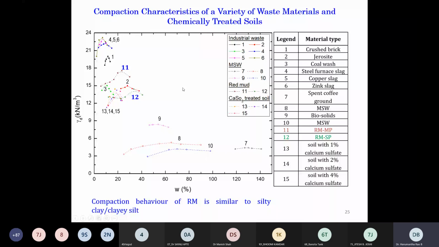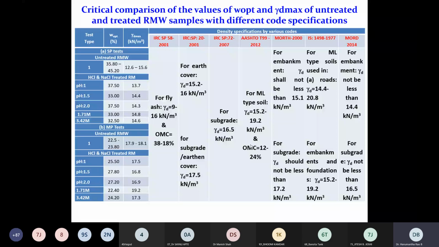So this is a typical comparison to assess the suitability of any waste material or natural material for different engineering applications. Different codes are available. You can follow IRC SP58, IRC SP20, IRC SP22, 72, and MoRTH guidelines, IS code guidelines, and MoD guidelines are also available. These guidelines deal with what kind of material should be selected for different purposes. For example, IRC SP58 talks about the selection of fly ash as an embankment material. IRC SP talks about how to select materials for earthen cover and the subgrade. So this is a short summary. You can go through it.